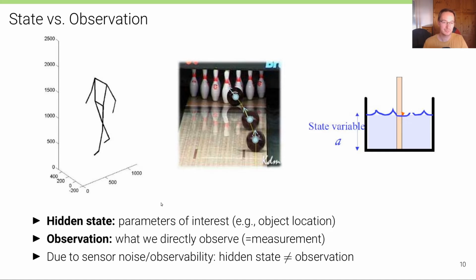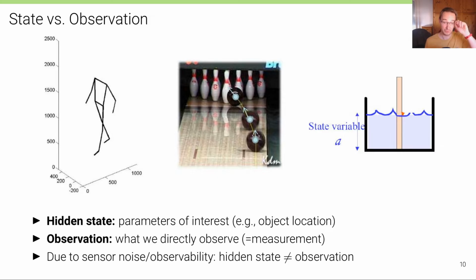The hidden state are the parameters of interest, for example, the object location or velocity in 2D or in 3D, or maybe the joint angles of that human body, etc. The observation, in contrast, is what we are able to directly observe. This is the measurement. Now, the hidden state and the observation are not necessarily the same. First, the observation is typically a noisy version of the true state because our sensors suffer from noise. We can't exactly estimate the position. The object detector result is noisy, and we have to accept that.